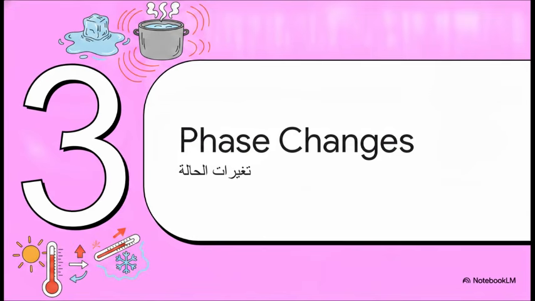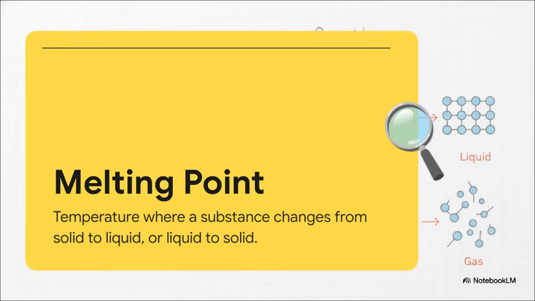Section 3. Phase changes. Okay, now it's time to combine our knowledge of matter states and temperature to see how materials physically transform during phase changes. Let's start with the melting point, or nuktat al-insihar. This is the specific temperature at which a substance changes from a solid state to a liquid state. But here is a vital piece of information for your test. The melting point is the exact same temperature at which a liquid begins to freeze and become a solid. For water, 0 degrees Celsius is both the melting point of ice and the freezing point of liquid water. It's a two-way street that depends entirely on whether you are adding or removing energy.